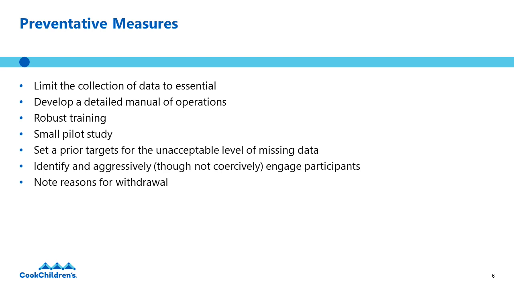Sixth, study investigators should identify and aggressively, though not coercively, engage the participants who are at the greatest risk of being lost during follow-up. Finally, if you have a prospective study and you have patients that decide to withdraw, so you know that you're going to have missing data from that point forward, you want to make sure that the reasons for withdrawal are recorded for subsequent analysis and interpretation of the results, so that you know that those data aren't just missing at random, but they're missing because the patient or subject discontinued the study.